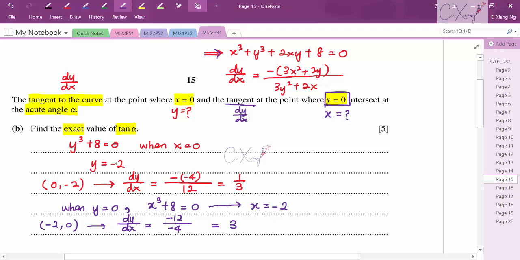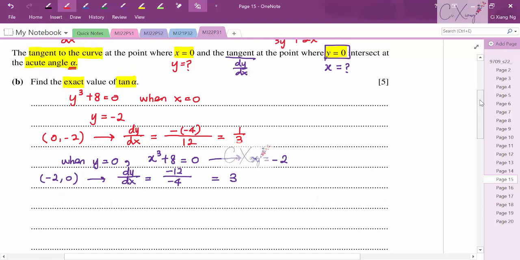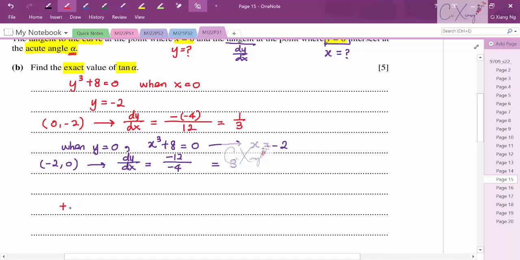They are saying that these two tangents intersect at the acute angle alpha. Generally, when we want to find the angle between two straight lines, because both tangents are straight lines, the formula is: tangent alpha should be equal to (m1 minus m2, or m2 minus m1) divided by (1 plus m1 m2). Please take note that m1 and m2 generally mean the gradients of the tangents. So we have the gradients of the tangents, 1/3 and 3. You can treat any one of them as m1 and the other as m2. Maybe you can put the larger value as m1 and the smaller value as m2, and let us have a look at what we are going to get.